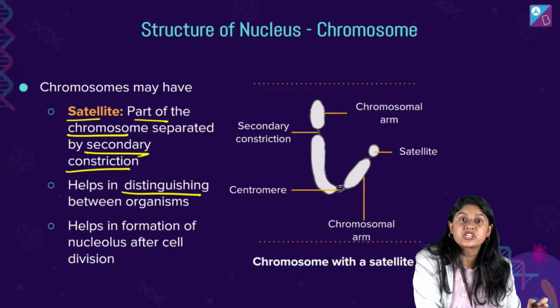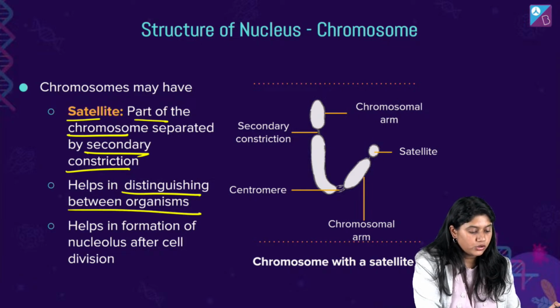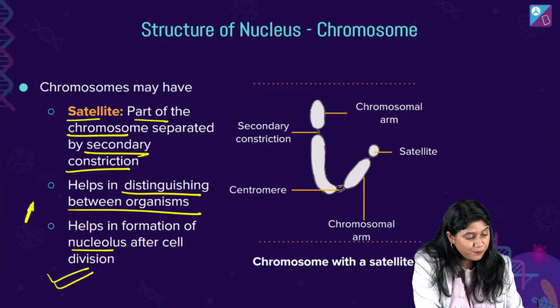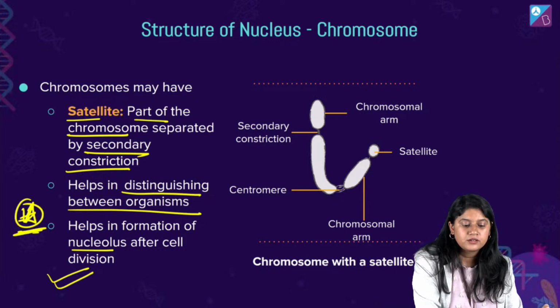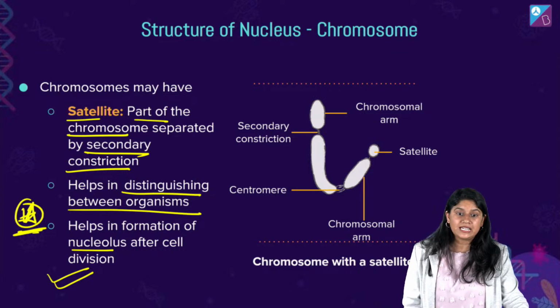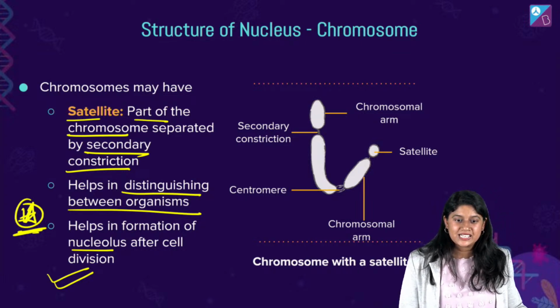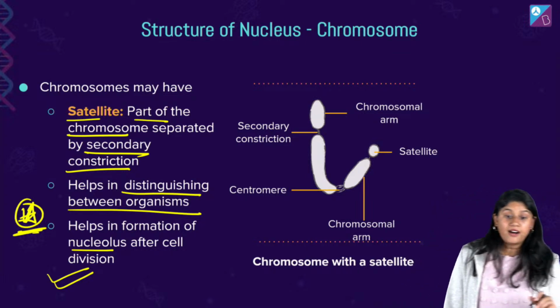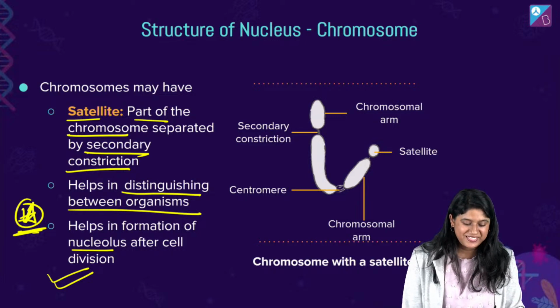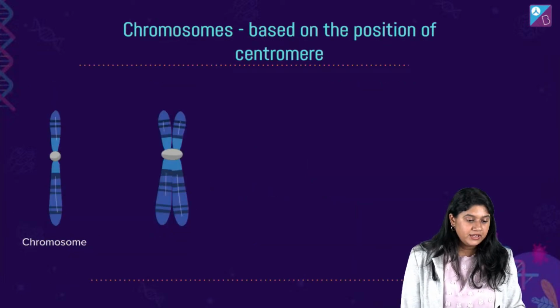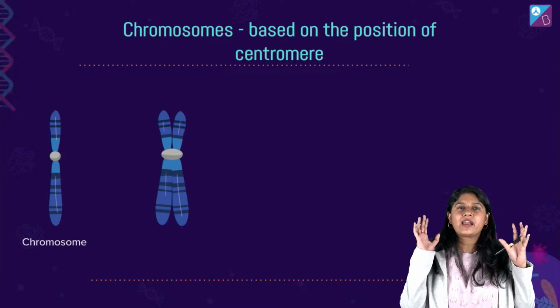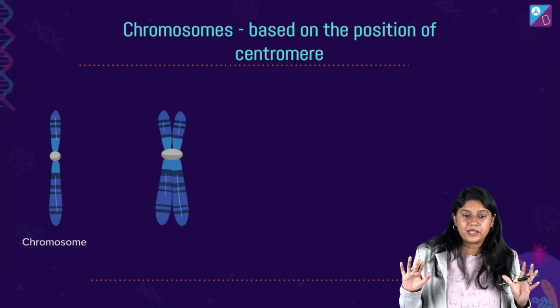They actually help in differentiating the different organisms and help in the formation of the nucleolus after the cell division. So that's an important function of the satellite. Everyone, are we clear? Yes, all of you. Are we clear with this? Yes, चलिए. Last part everyone, ये हम डिटेल में आराम से सेल डिविजन वाले चैप्टर में पढ़ेंगे.